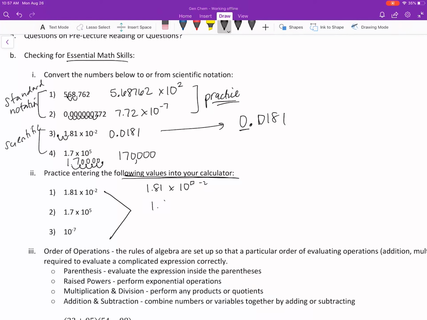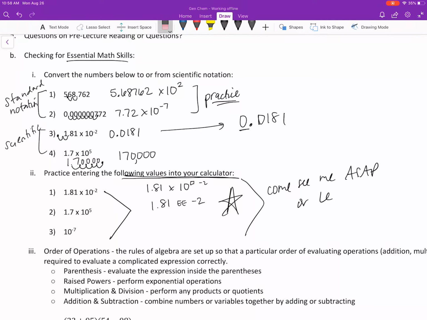Other ones, it's like 1.8. Mine has an EE, and when I hit the EE function, I just type in -2 behind it, and it will do this, okay? So I need you to practice this, okay? And if it doesn't work, come see me ASAP or Lexi and ACE, okay?